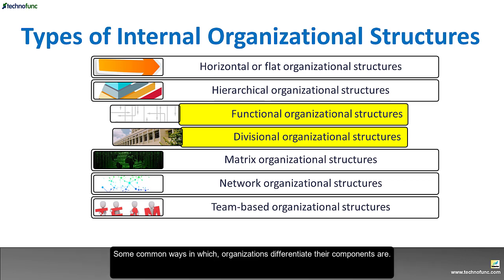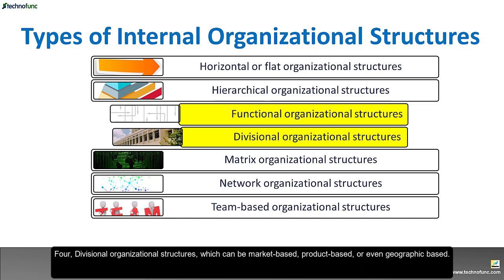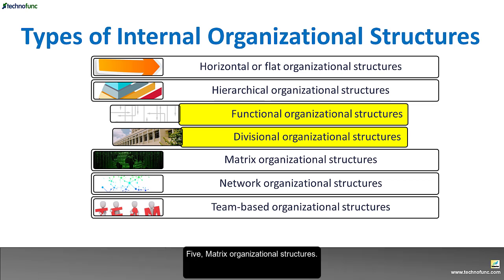Some common ways in which organizations differentiate their components are: 1. Horizontal or flat organizational structures. 2. Hierarchical organizational structures. 3. Functional organizational structures. 4. Divisional organizational structures, which can be market-based, product-based, or even geographic-based. 5. Matrix organizational structures. 6. Network organizational structures. And 7th, team-based organizational structures. Now let us understand each one of them in detail.